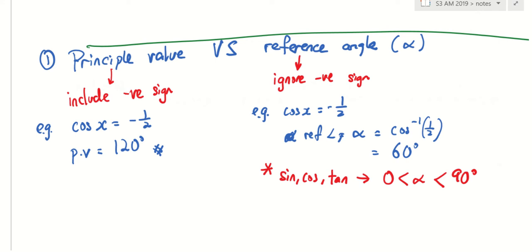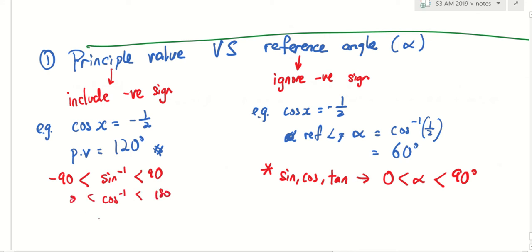Okay? But for principal value, do you still remember? Just now we talked about principal value. What is the sine angle range? Between minus 90 to 90. What is the cosine? 0 to 180. What is the tangent? Negative 90 to 90. So you see, there's a difference here. It's why for principal value, I must always include the negative sign. Otherwise, I will not be able to get this range. Clear now? Clear now. The next part is even more important.